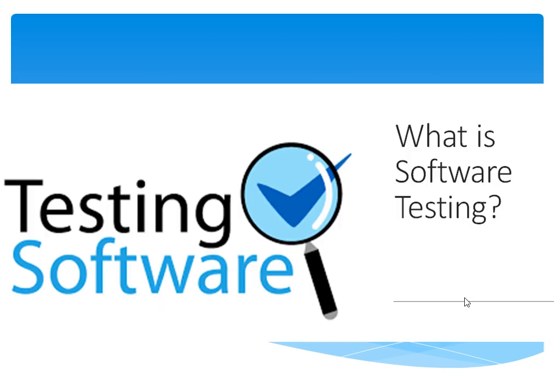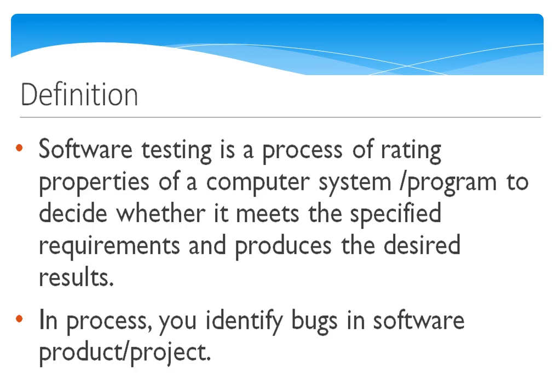Hope you will be remembering the 2 mark question which we were discussing in the previous video, like what is software testing. And here comes the actual definition, where software testing is a process of evaluating properties of a computer system or a program to decide whether it meets the specified requirements and produces the desired results. And in this process, you identify the bugs.